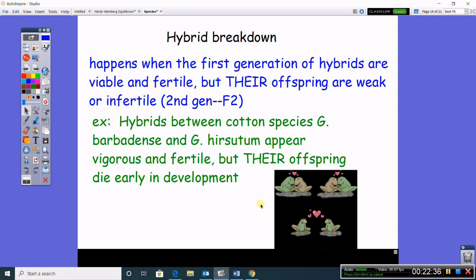So, I know my picture has frogs because I think it can happen with a frog species, but this example here is with cotton species. And it says, hybrids between cotton species G. barbadense and G. hirsutum appear vigorous and fertile, but their offspring die early in development. So when you're doing your practice sheet for species, you've got to pay real careful attention to this and make sure you know what generation it's talking about. I always try and emphasize it as best I can, but you still have to pay attention to how it's worded. Okay?